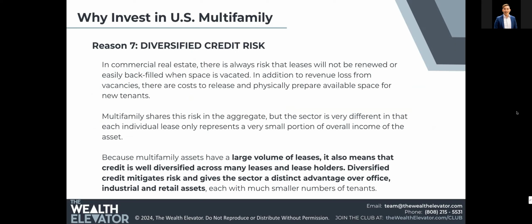Another reason is diversified credit risk. When you have an apartment with 200 individual tenants, you have 200 people all going through different things in life, but for the most part, you're not concentrated with just one anchor tenant. In contrast, you have a strip mall. You might have a dozen tenants in there, and Safeway might be your anchor tenant. You don't have that many tenants. So if one leaves, you might now be down 10% in terms of occupancy, whereas multifamily assets have a large volume of leases, which is a nice thing.